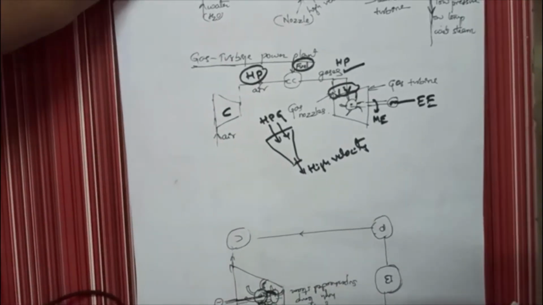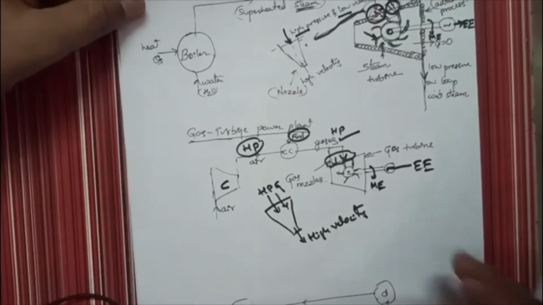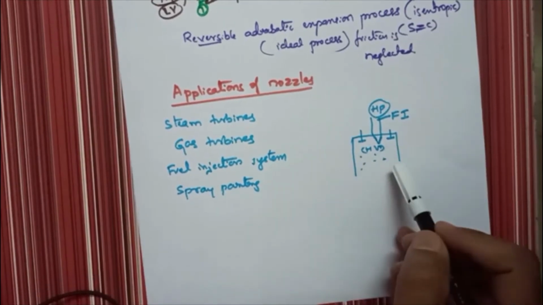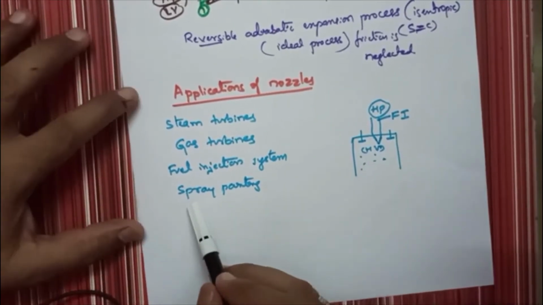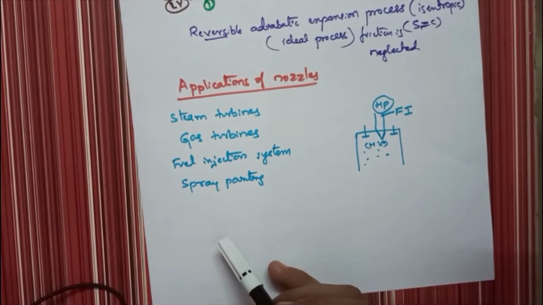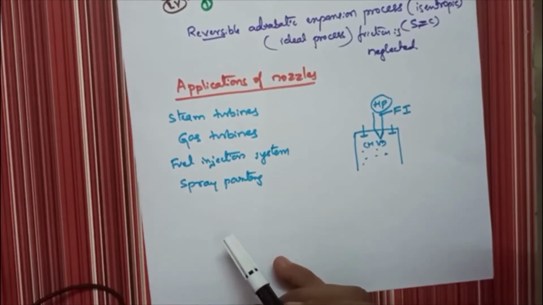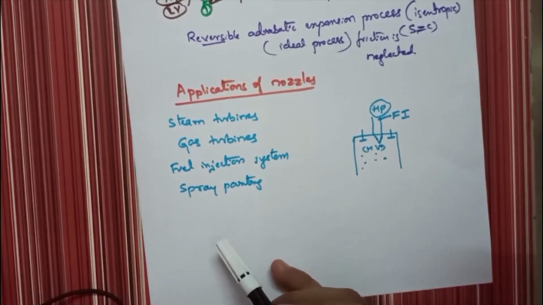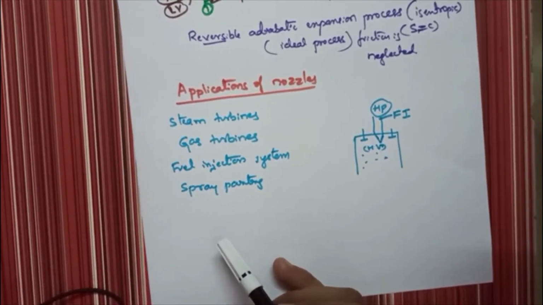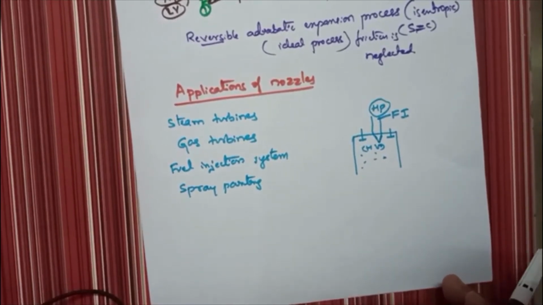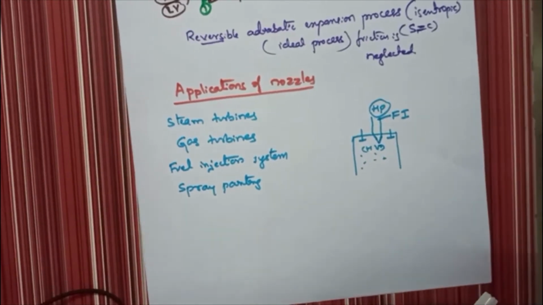So if they ask in the exam what the applications of nozzles are, we explain these two, and the remaining ones: fuel injection systems, that is, inside the diesel engine, spray painting, and sprinkling of water in the gardens. Nowadays you can also see in washing centers, that is, car washing and bike washing centers, at the tip of the pipe they use nozzles. Those nozzles convert the high pressure energy of water into high velocity. That high velocity water hits the dusty surfaces and removes all the dust particles. So this is one application of nozzles.